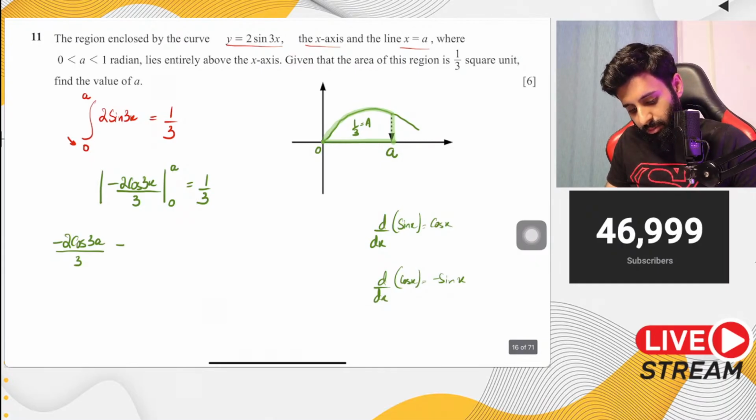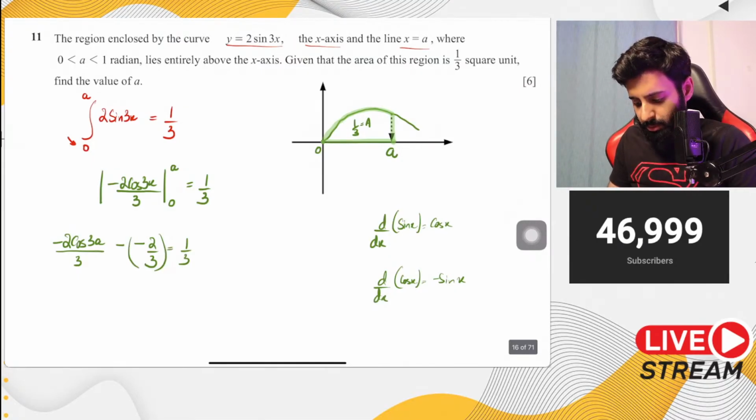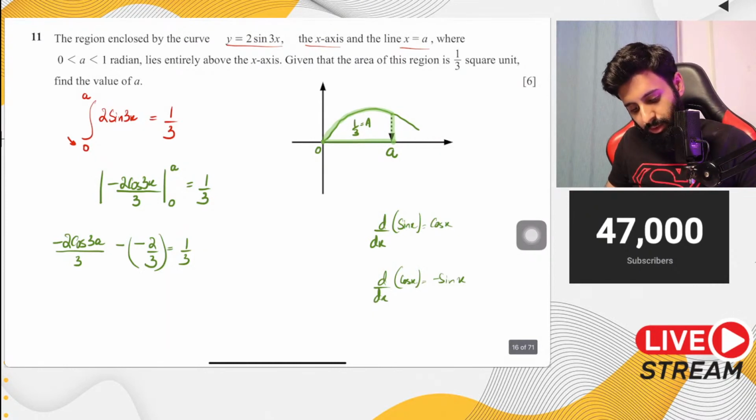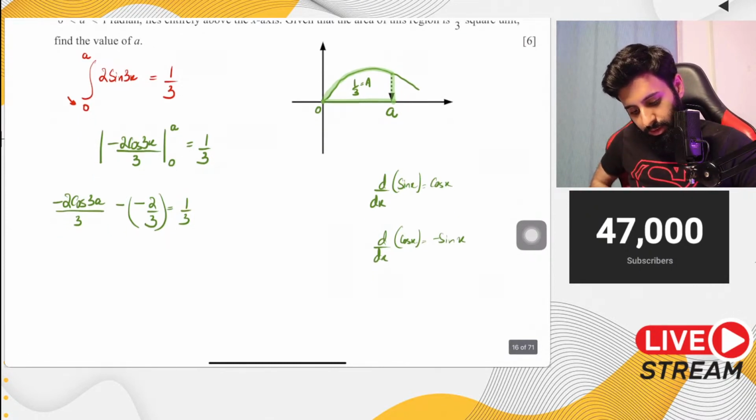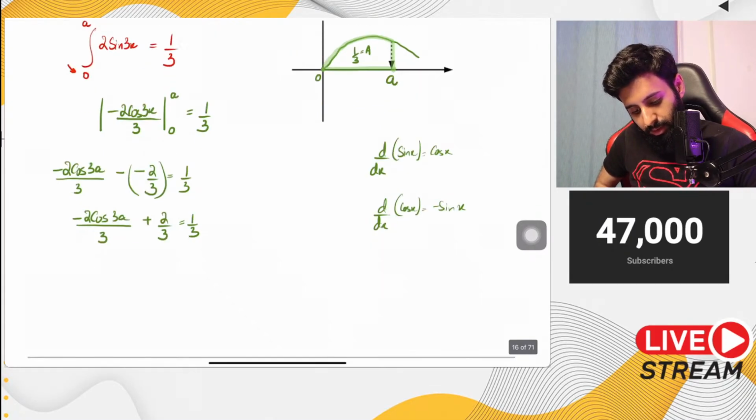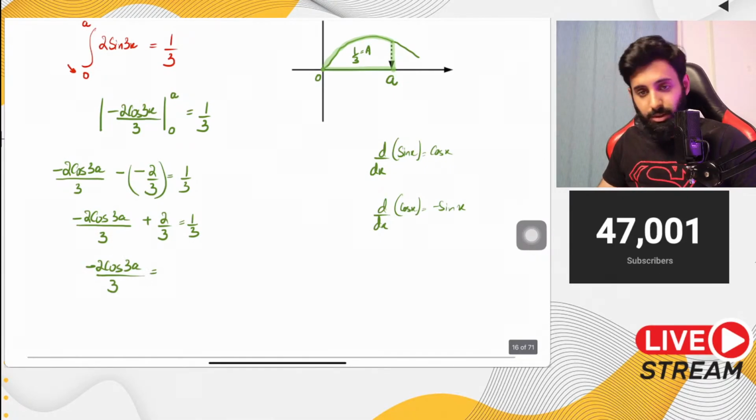So here's what we get, minus 2 upon 3, with the lower limit plugged in. Let me double check. Minus 2 cos 0 upon 3. Yep, it's minus 2 upon 3. So we have minus 2 cos 3a upon 3 plus 2 upon 3, which is equal to 1 upon 3. Now you take 2 upon 3 over to the other side. So minus 2 cos 3a upon 3 is equal to 1 upon 3 minus 2 upon 3.